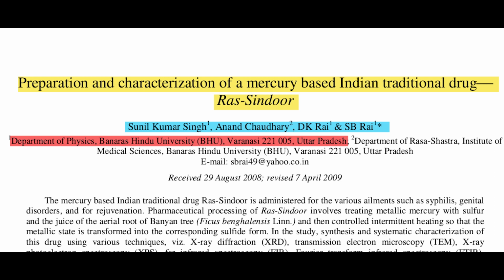This is the academic excellence of Banaras Hindu University. I was his co-guide. He was an MSc Physics, his guide was Professor S.B. Rai, and his mentor Professor D.K. Rai was an expert in spectroscopy and all these X-rays. So see, the preparation and characterization of a Mercury-based Indian traditional drug. This full paper was published in the Indian Journal of Traditional Knowledge, July 1, 2009, volume 8.